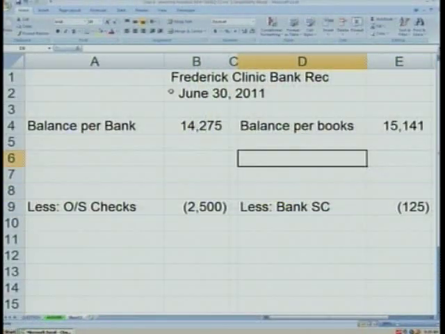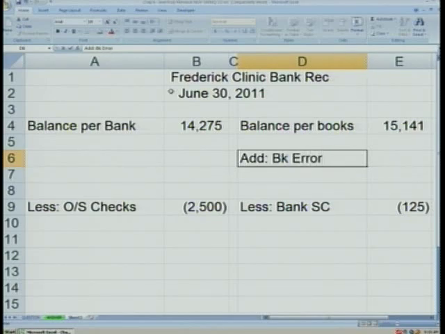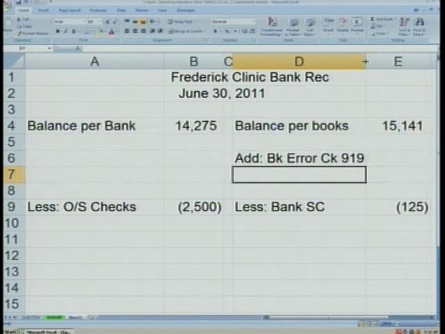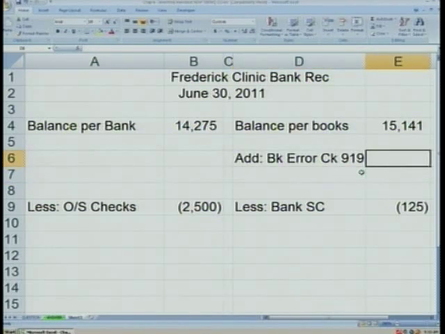Okay? So let's go back to Excel and say add book error. And I might even say check 919, so that if somebody is following my work, they're not just going to see book error, they're going to see exactly what the error was from. We're leaving a trail for ourselves or for somebody else who might follow us. Okay, so how much do we need to add back? 9? Is that correct? Okay.